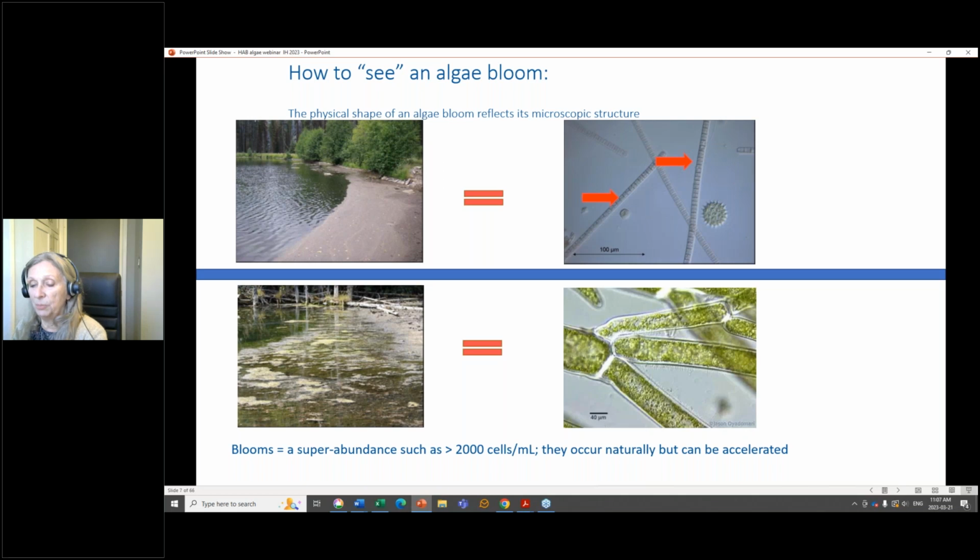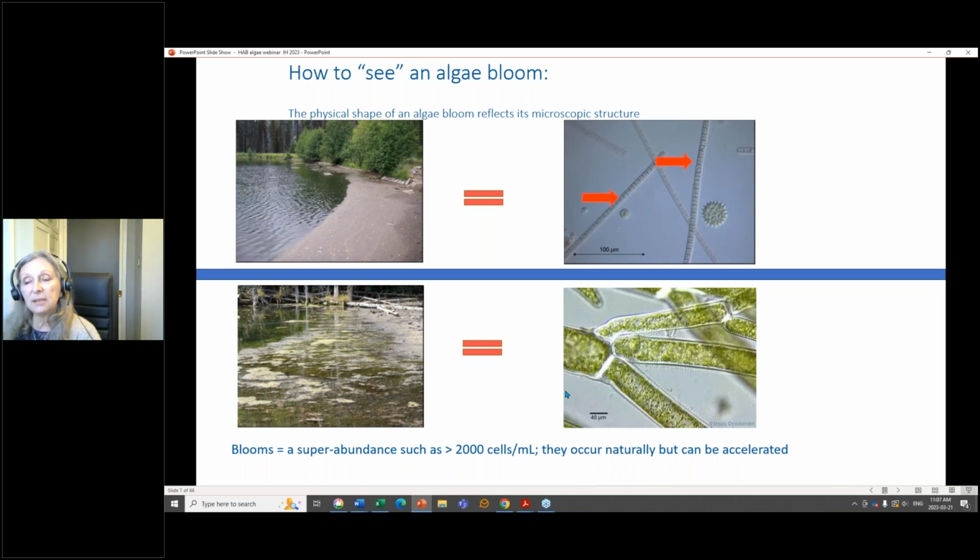So how to see an algae bloom? The physical shape the bloom takes when you're standing on the shore looking at it is a reflection of its microscopic structure. For example, if we look at the top images, you see this mass of pinkish gray that has actually pushed up from the substrates underneath. Well, it's being created by the filaments you see with the red arrows to them. Whereas the one on the bottom is not cyanobacteria. This is a filamentous green algae. It's branched. And so these blobs that you see all over the lake surface here, you could pick them up with a rake as they'll want to felt together.